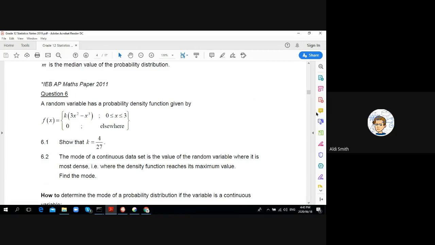And you'll see this one is cubic, which is quite possible. It can take on any of the algebraic equations. And then 0 elsewhere.